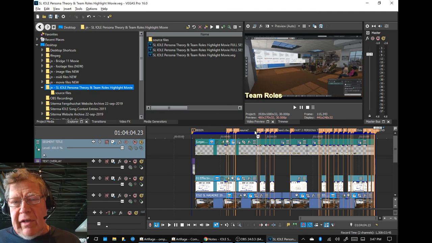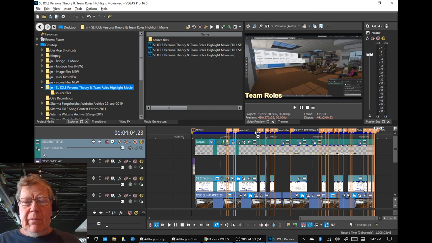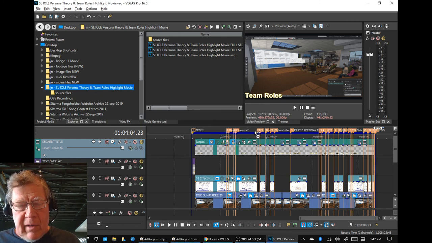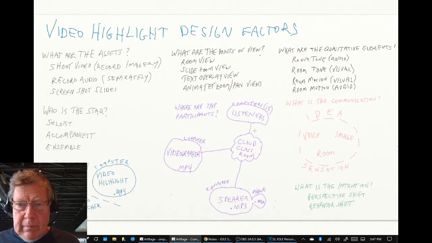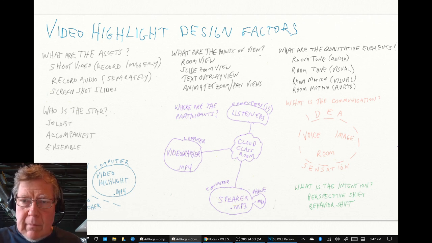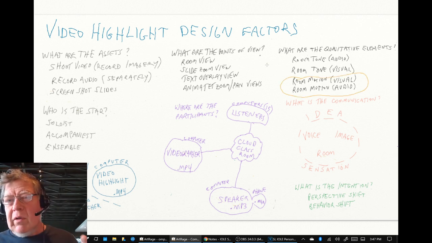So right there, we jumped to the classroom view, which wakes us up, and it says, why is this important? And then we go back into it. And so this was part of our design factor. It's kind of room motion. And room, it's room visual and room audio.